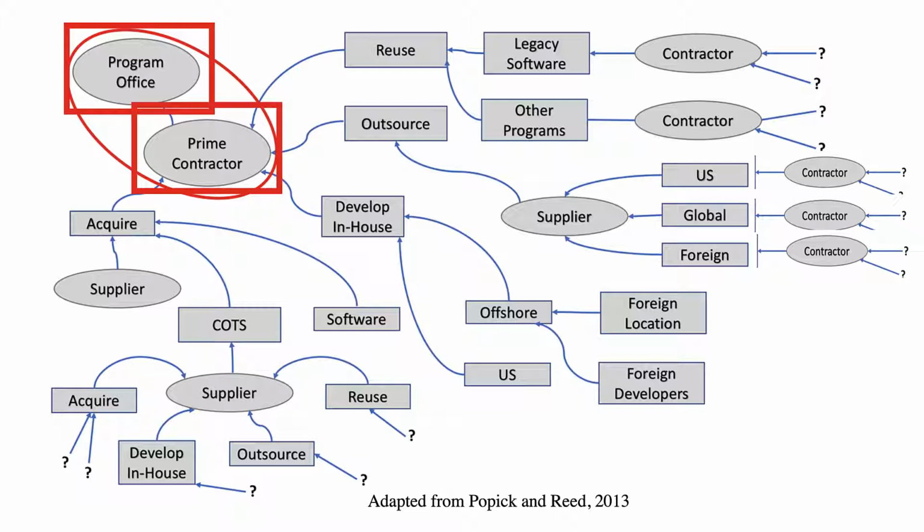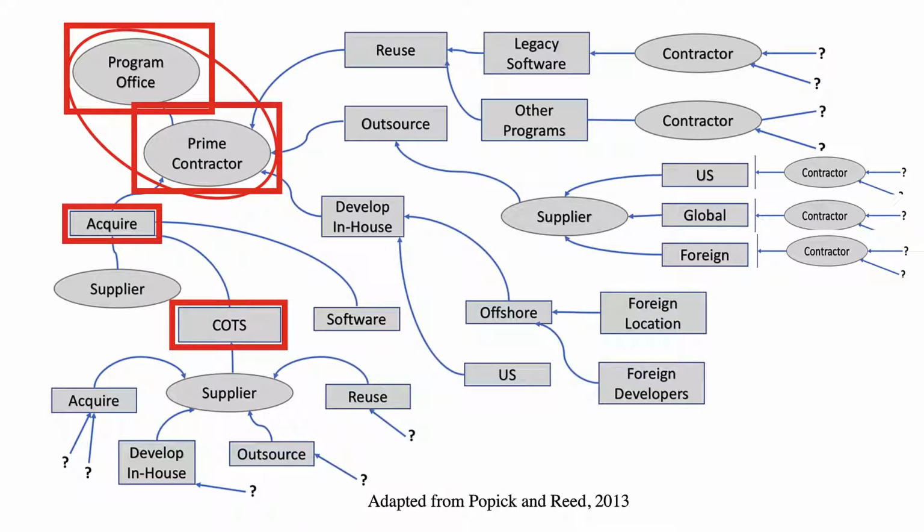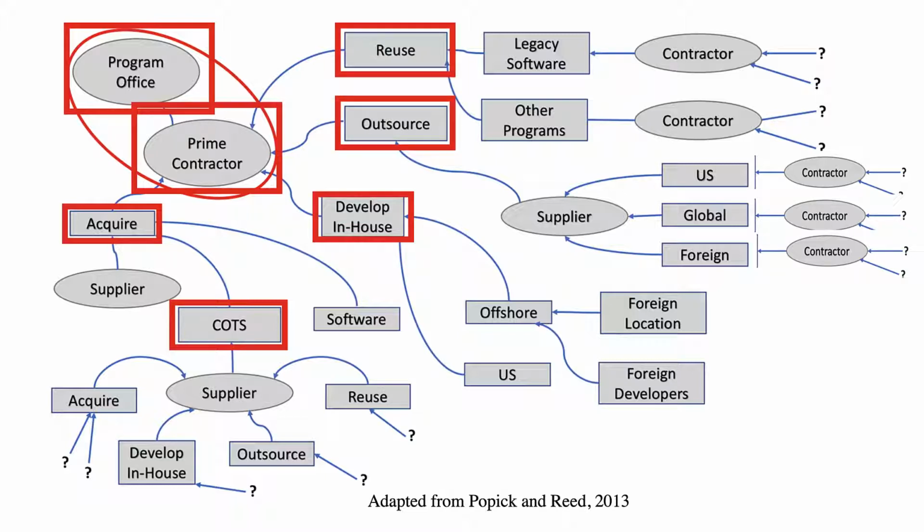And when we're talking about products, we're talking about ICT products. So they're going to be hardware and they're going to be software. How is the prime contractor able to provide the program office that product? They could acquire that from a supplier. And that could be acquired from a commercial off-the-shelf product. That is something that's already made. Or the prime contractor could develop something in-house. Or the prime contractor could reuse something that they've already developed. Or the prime contractor could outsource this to another company. And so that would require another supplier.